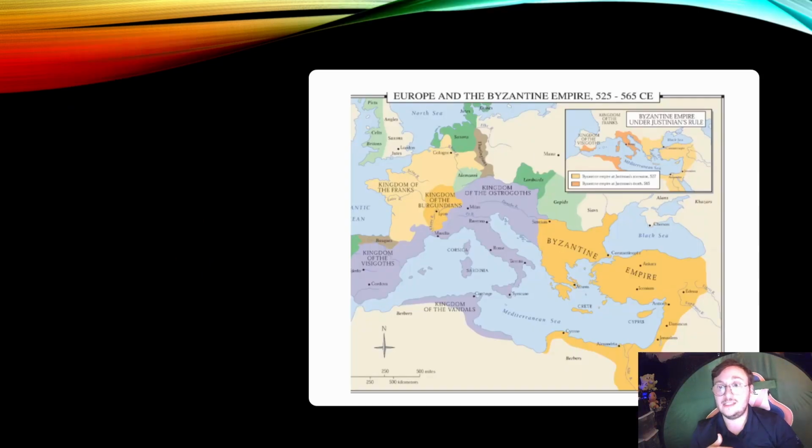So, a map of the Byzantine Empire. The part on the right-hand side in the yellow is going to be the Byzantine Empire. The part on the left-hand side is going to be the Western Roman Empire, or what is left of the Western Roman Empire after its collapse.